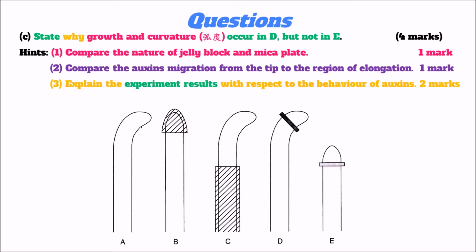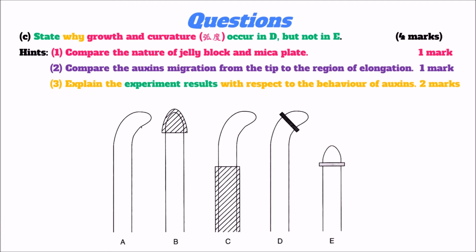Last but not least, part C. State why growth and curvature occurs in D but not in E. You can also see the three components in the question. Firstly, we have to state the observations in setup D and E. Secondly, when talking about the growth response, we have to talk about it in terms of growth and curvature. Thirdly, explain why this growth response happened.